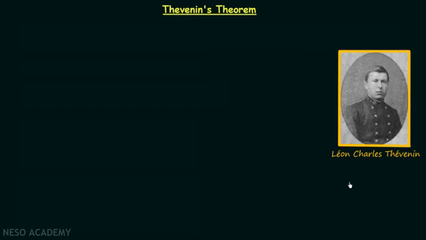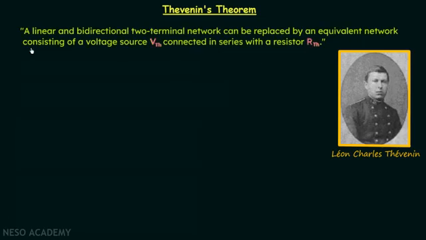Now we will move on to the statement of Thevenin's theorem. According to the statement, a linear bidirectional two-terminal network can be replaced by an equivalent network consisting of a voltage source VTH connected in series with a resistor RTH. So as I said earlier, Thevenin's theorem provides a technique by which we can replace the fixed part of the circuit by the equivalent circuit, and the equivalent network will have VTH connected in series with RTH. So you can think about the simplicity this theorem is providing.